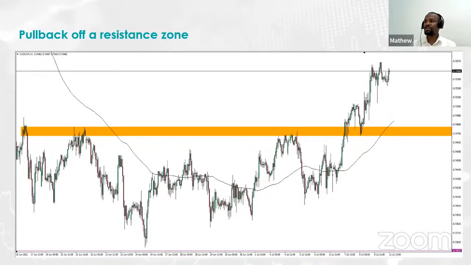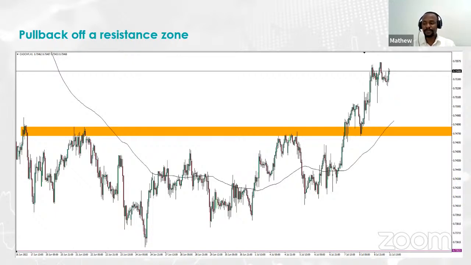So this is an example of a pullback. There is a key level, a key resistance area. So it's a pullback off a resistance zone. That level has been holding as a resistance. As you can see, there are three strong touch points. And then there was a break of that resistance, and then there is a retest.